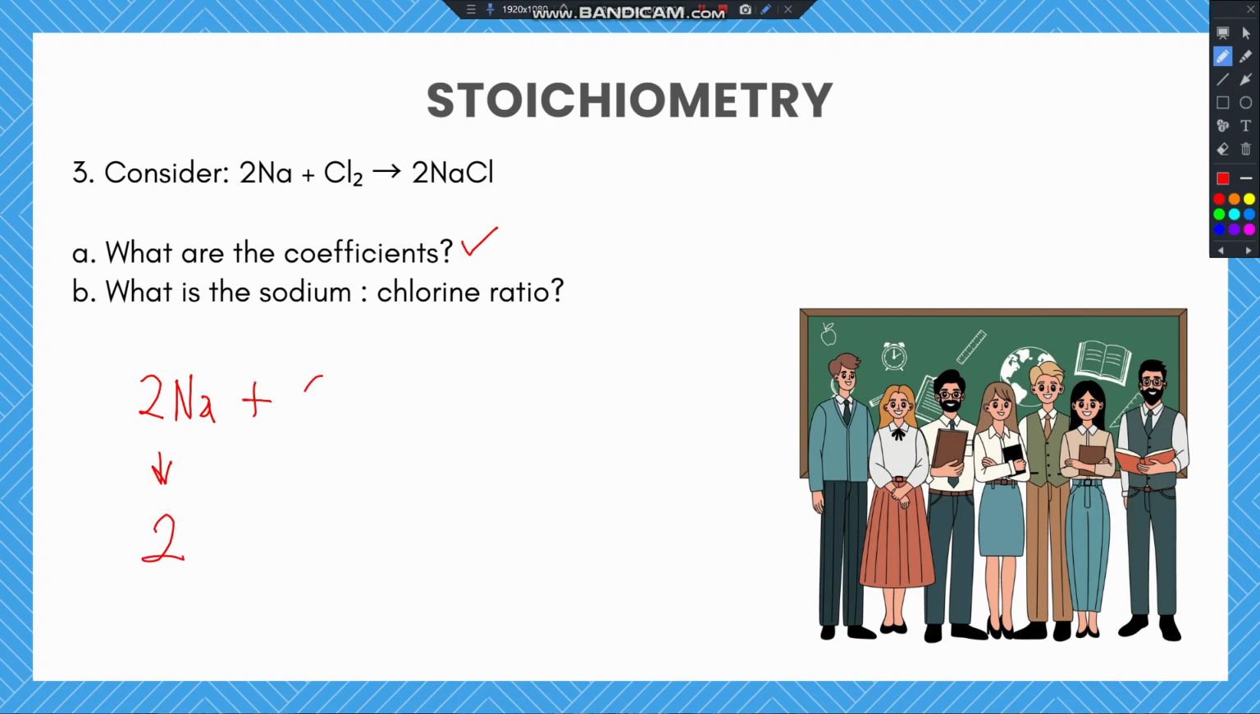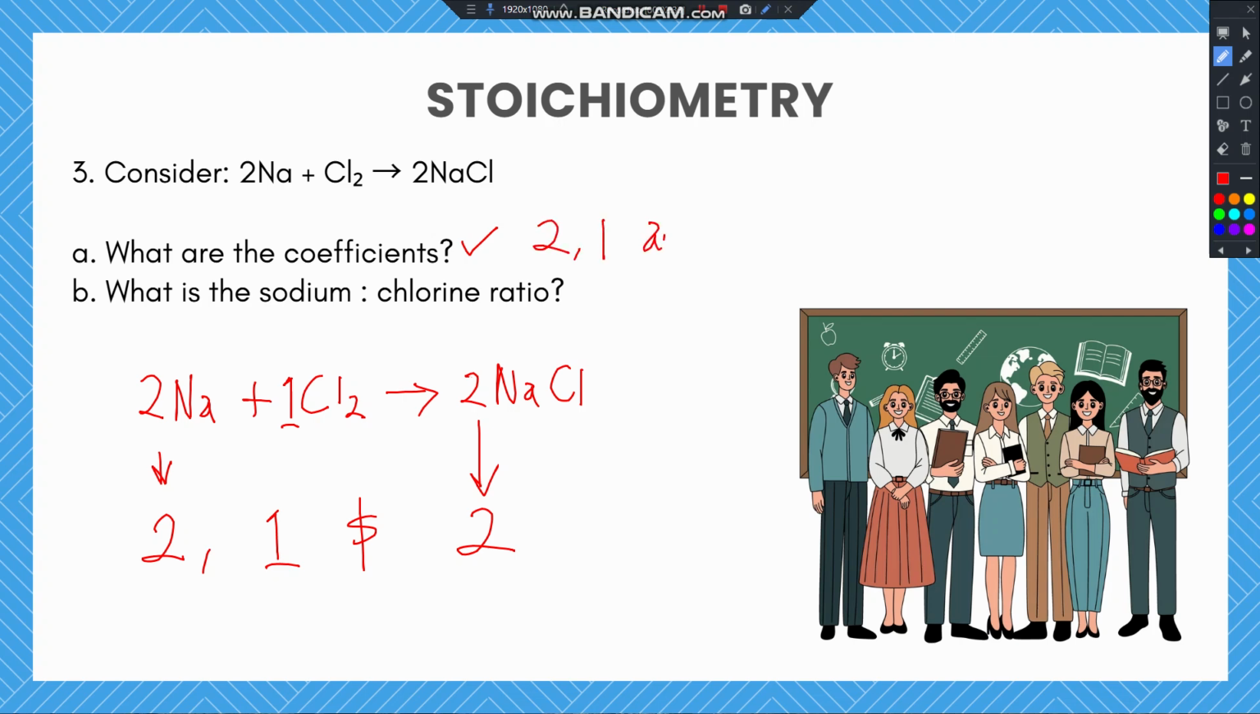How about for chlorine, Cl2? Is there any number standing in front? No. But then that automatically tells us that there is a number 1 here, because anything that stands with the number 1 remains basically the same. So the next coefficient is the number 1. And then finally we have NaCl. NaCl has the number 2 standing in front of it. So that automatically means we have the number 2. So the coefficients in this case are 2, 1, and 2. That's for the first question.